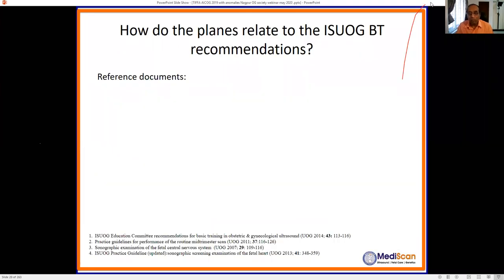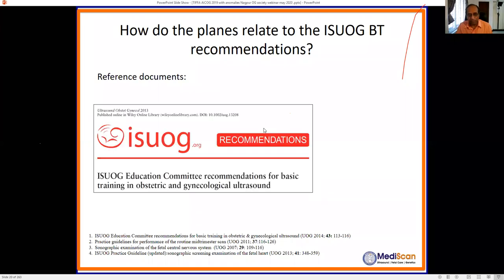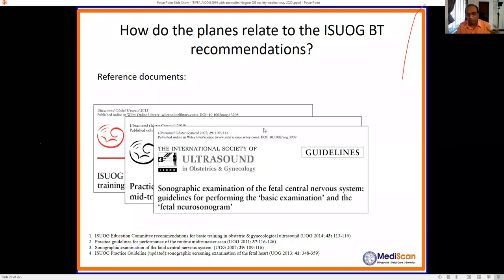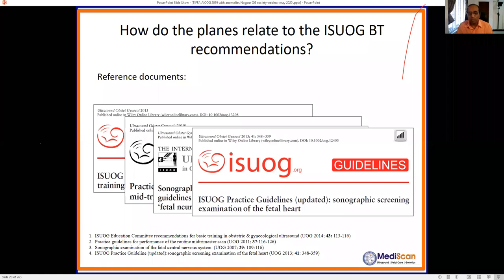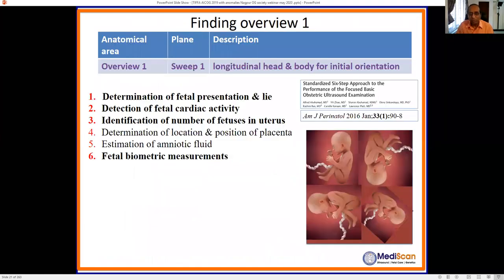Now, how do these planes relate to the ISUOG recommendations? Mainly, you realize that there are several recommendations and practice guidelines, and the entire thing has been brought out with these guidelines in view. So let's go to the overview. The first plane, or the overview plane, we call it a sweep. There are 2 sweeps and 20 planes. The first sweep is longitudinal head and body for initial orientation.